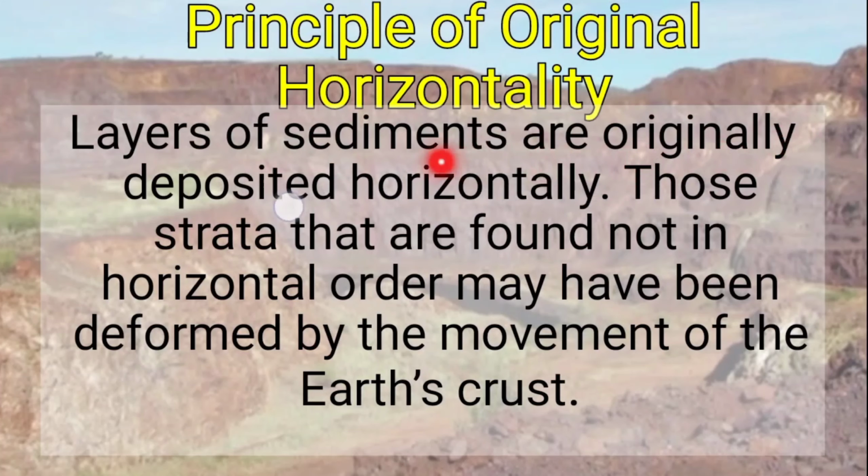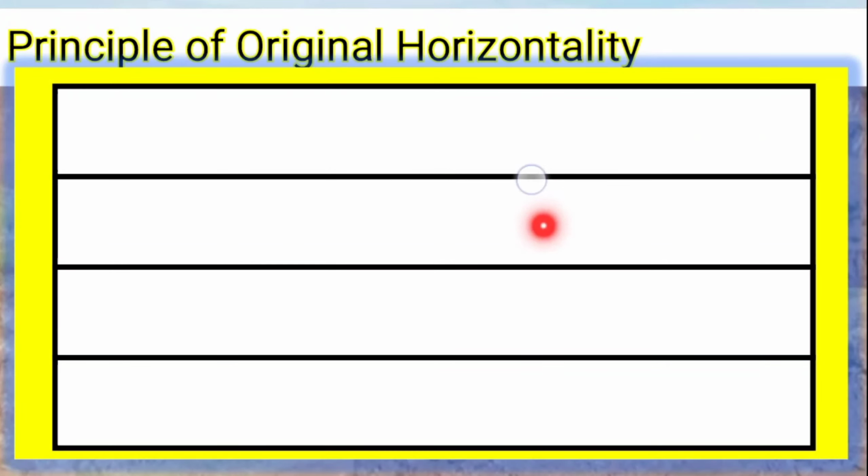Layers of sediments are originally deposited horizontally. Those strata that are found not in horizontal order may have been deformed by the movement of the Earth's crust. So in this principle of original horizontality, it is stated that the strata found on the bottom part is the oldest and at the top part is the youngest.